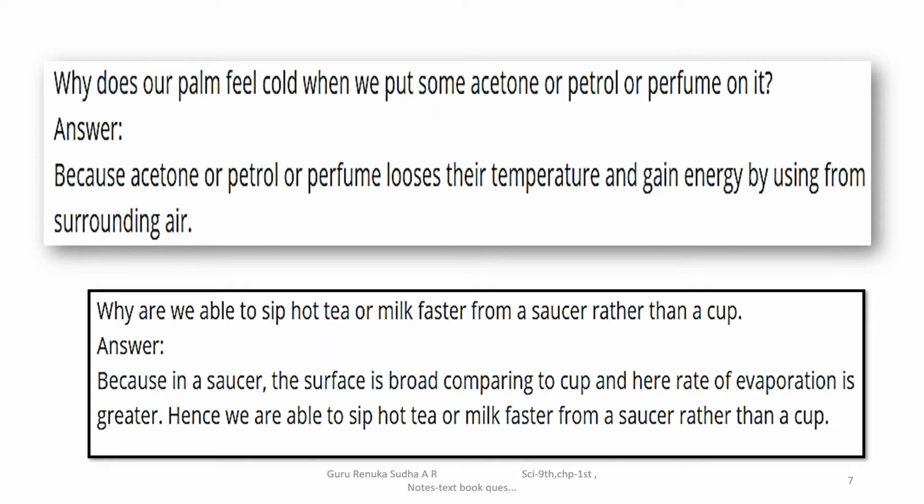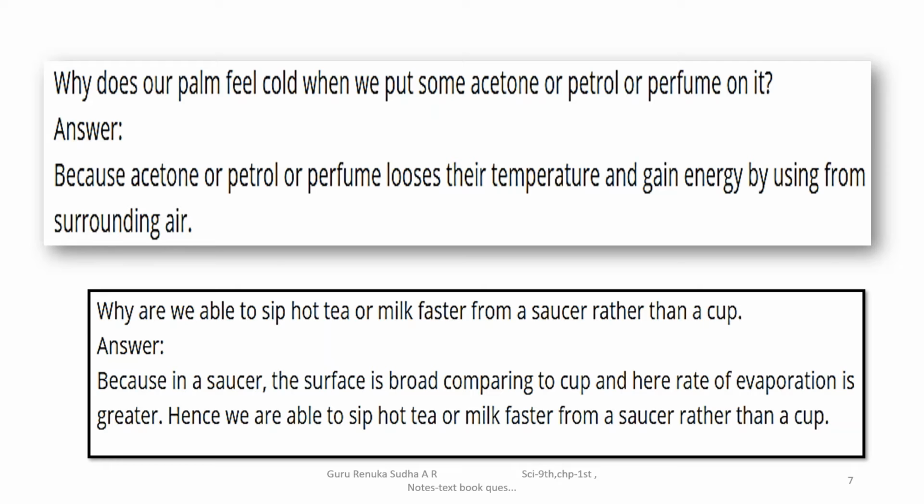Because in a saucer, the surface is broader compared to the cup. Yes, definitely the diameter of the area is more in a saucer than in the cup. And here, the rate of evaporation is greater. So that's why we are able to sip hot tea or milk faster from the saucer rather than a cup. So this is the answer. Yes, we see these things in our everyday life.